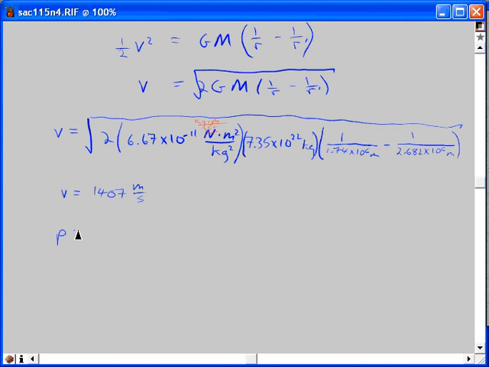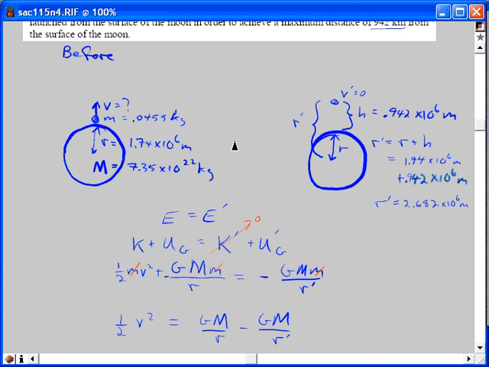And then I'll calculate the magnitude of the momentum, which is just the mass of the golf ball times the speed, which was 0.0459 kilograms times the speed we just calculated, 1407 meters per second. So the momentum in magnitude is just 64.57 kilogram meters per second. And then I think it's all 3 sig figs up here, so we'll quote our result to 3 sig figs.